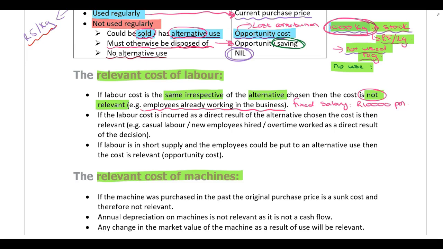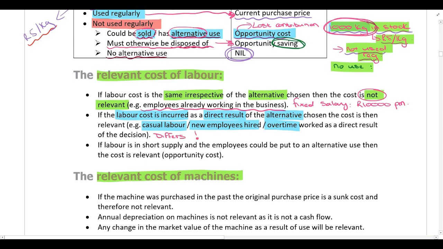However, if I have to hire extra workers as a result of this order, so maybe the employees that are already working in my business might be operating at full capacity. So if I accept the order from this customer, I need to hire additional laborers, or I need to hire casual workers, or my employees need to work overtime. Then the cost will be relevant, because then the labor cost is being incurred as a direct result of the alternative. So for example, if we have casual laborers, if we hire new employees, or if people have to work overtime as a direct result of the order, then it does differ between the alternatives.